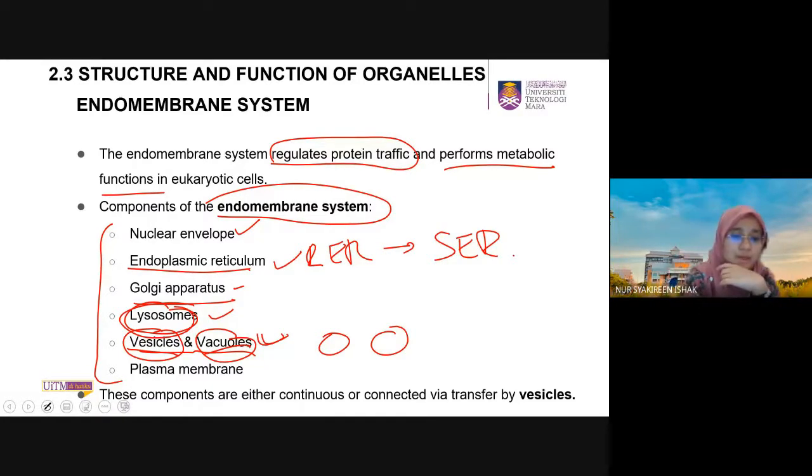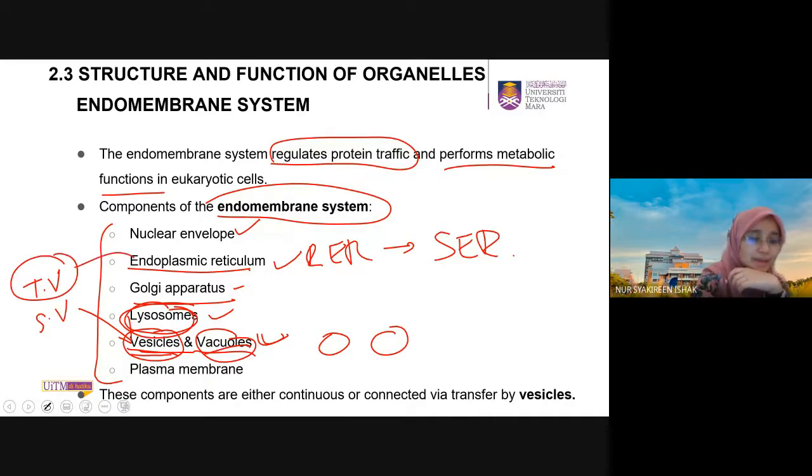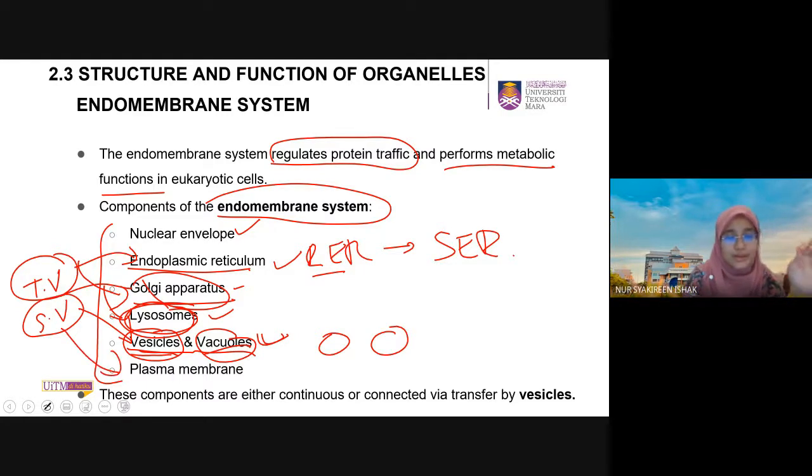So from a vesicle, nanti kita akan tengok ada dua jenis, ada transport vesicle, ada secretory vesicle. Transport vesicle ni adalah daripada endoplasmic reticulum, rough ER. So dia pergi dekat Golgi apparatus. So from Golgi apparatus, it synthesizes the lysosome. From the Golgi apparatus, it produces secretory vesicle that will fuse with the plasma membrane. Itu adalah membrane-membrane yang terlibat.